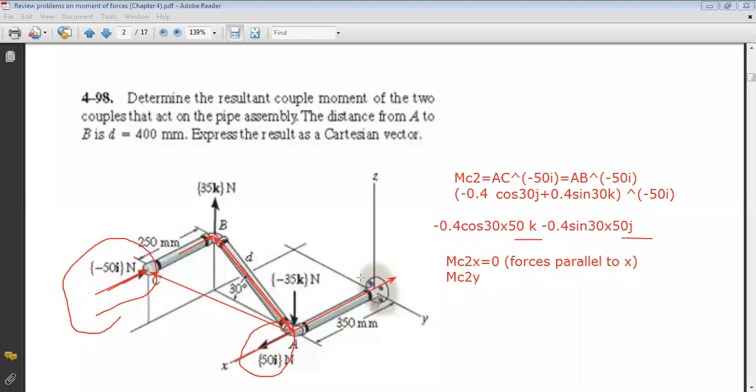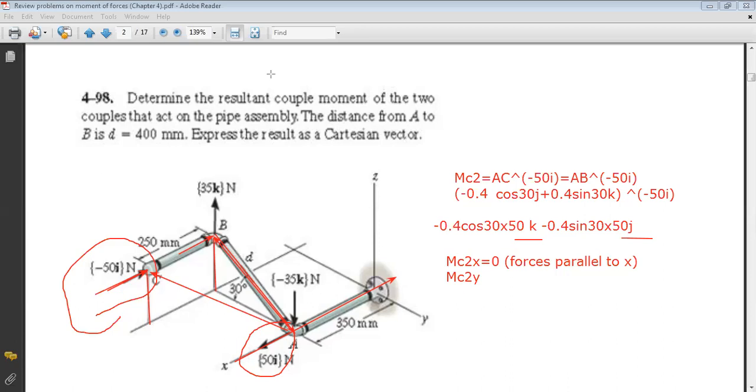Now, how to determine its moment about Y? I look at the perpendicular projection between the two. Perpendicular distance between the two is this one, okay? Which is equal to what? It's equal to this distance, which is 0.4 sine 30, okay? And in order to know if it's a positive or negative moment, I do the right-hand rule.